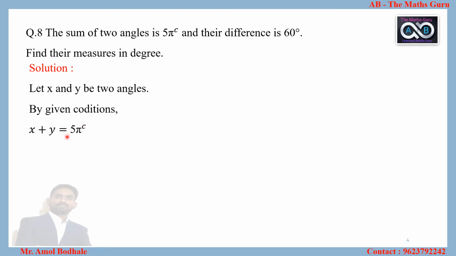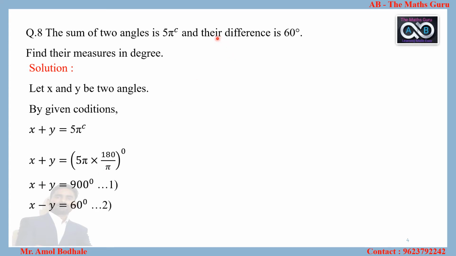Now here we can convert this radian into degree. So to convert this radian to degree, we multiply 5 pi by 180 by pi. So here pi will be cancelled. 5 into 180 is 900. So we get x plus y equal to 900 degree. And from the second condition, their difference is 60. So therefore x minus y equal to 60 degree.